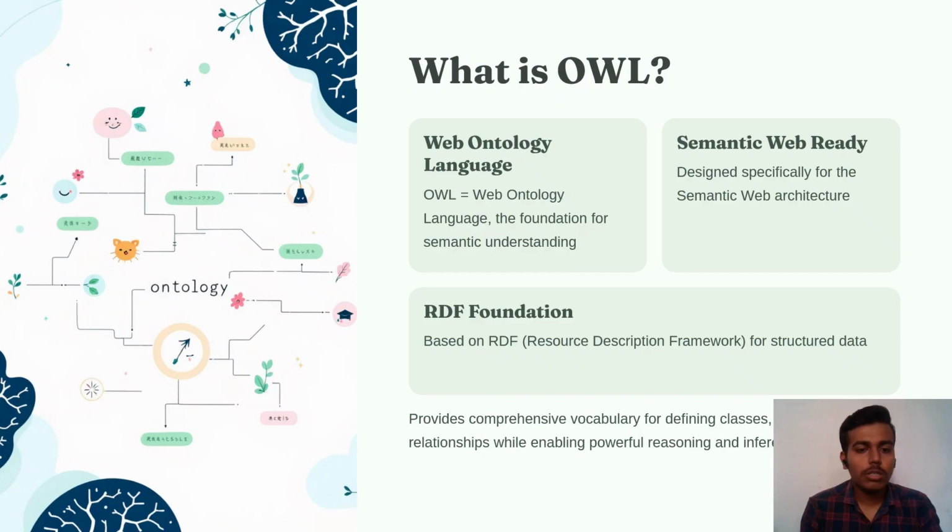What is OWL? OWL stands for Web Ontology Language. It was created as part of the Semantic Web vision by the W3C. Unlike plain data formats, OWL allows us to represent knowledge in a way that both humans and machines can understand. It extends RDF, which is a framework for describing resources on the web, and adds richer vocabulary to define classes, properties, and logical relationships. What makes OWL powerful is that it enables reasoning. That means new knowledge can be inferred from the existing facts.